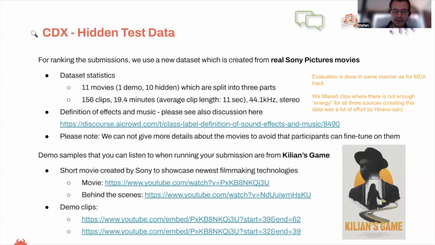And one other note is we cannot give more details about the movies themselves, because at the end you could fine-tune, right? You could just purchase the DVD or get the audio somewhere from the internet and try to fine-tune. So at the end, it's 10 movies that you could buy somewhere, but we cannot tell you, at least right now, more. Maybe when the challenge is over, we will tell more, but right now we can't.